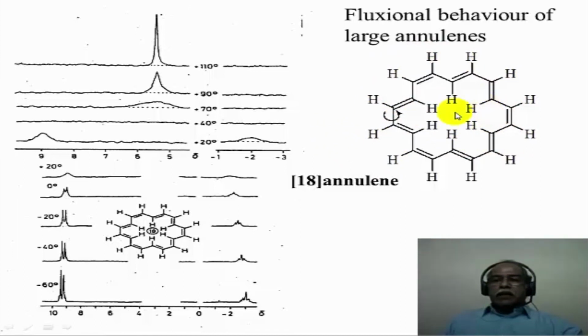So if this is truly aromatic and planar in nature, these 6 hydrogens should be highly shielded because they come in the shielding zone, whereas these 12 hydrogens should be highly de-shielded because they come in the de-shielding zone of the ring current effect anisotropy of this particular molecule. However, the molecule is big enough to undergo conformational change.